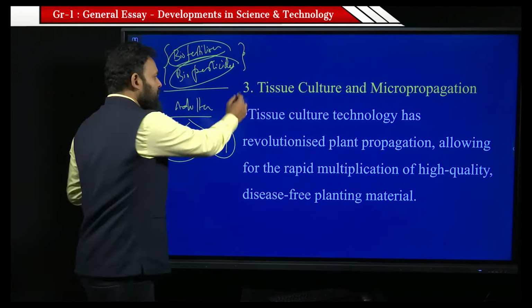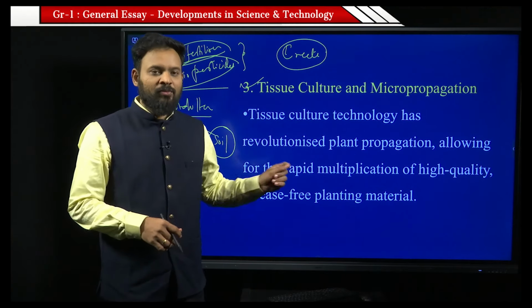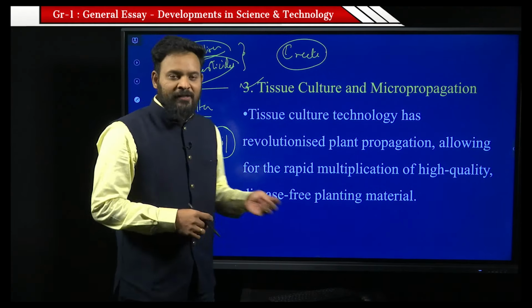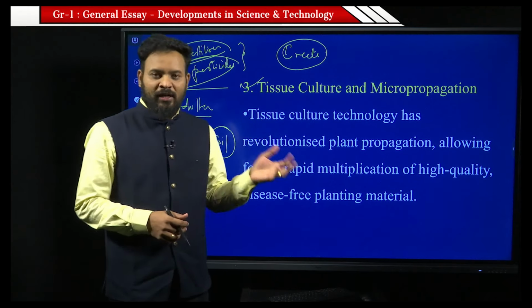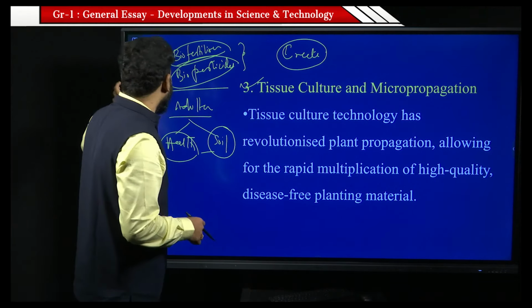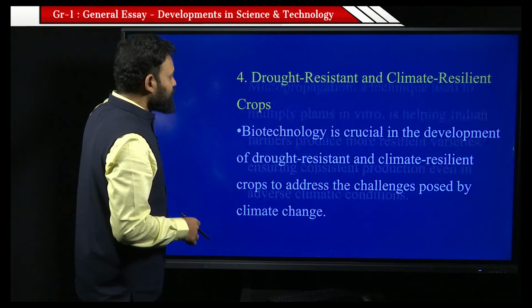Third issue is tissue culture and micropropagation. So you want to create or generate new plants at a faster pace and take it to the field. How can you do it? In the labs, you create as many plants as possible through tissue culture and micropropagation and spread it across the field. If you have to naturally do it, it may take time. To prevent that, you create these plants in labs and then take it to the field. So that is how this biotechnology can help in the field of agriculture.